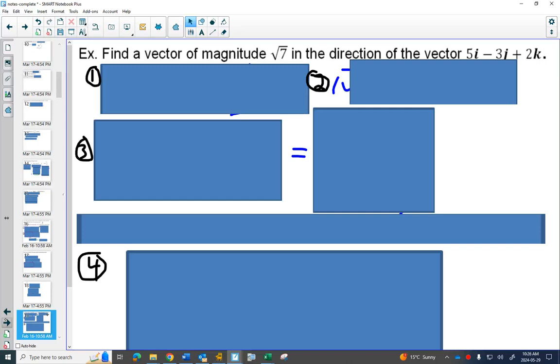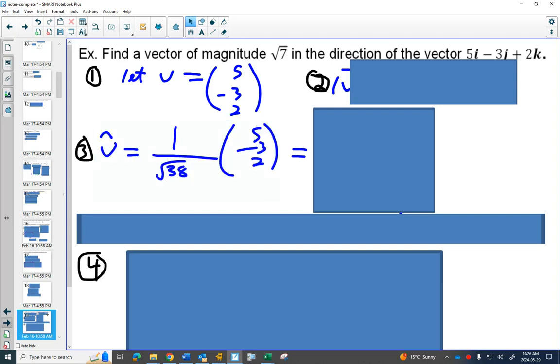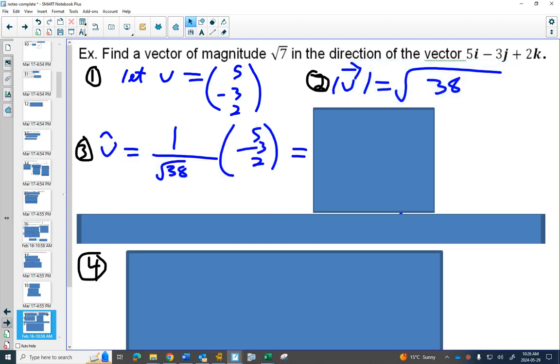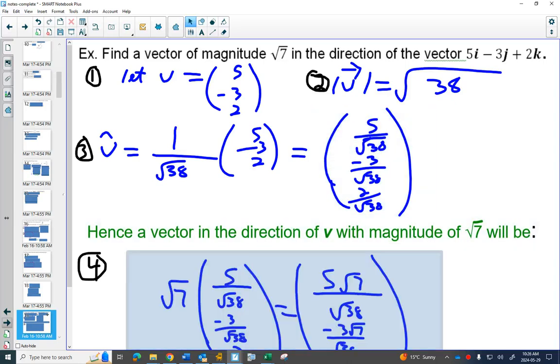If you can find the unit vector, you can find a vector of any length in any direction. So we have the direction 5, -3, 2. I can find the unit vector of that by first finding its length, which is square root of 38, and then I could write the unit vector. That has a length of 1. Now, if you want any length, you just have to multiply this one. You can distribute it if you want, but I would keep it out front.